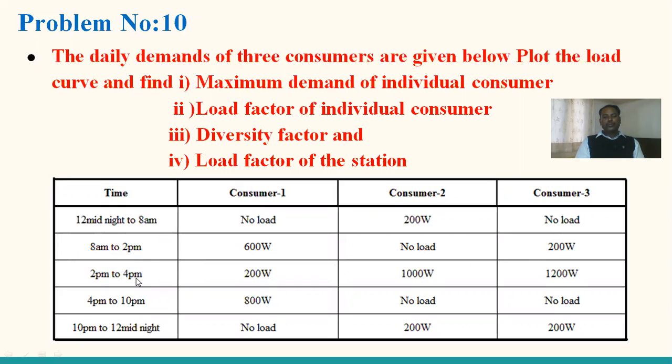2 p.m. to 4 p.m., 2 hours, consumer 1 utilizes 200 watts, consumer 2 utilizes 1000 watts, consumer 3 utilizes 1200 watts. And 4 p.m. to 10 p.m., so this is also around 6 hours, consumer 1 utilizes 800 watts, consumer 2 utilizes no load, consumer 3 no load. And lastly, 10 p.m. to 12 midnight, last 2 hours, consumer 1 no load, consumer 2 200 watts, consumer 3 200 watts.